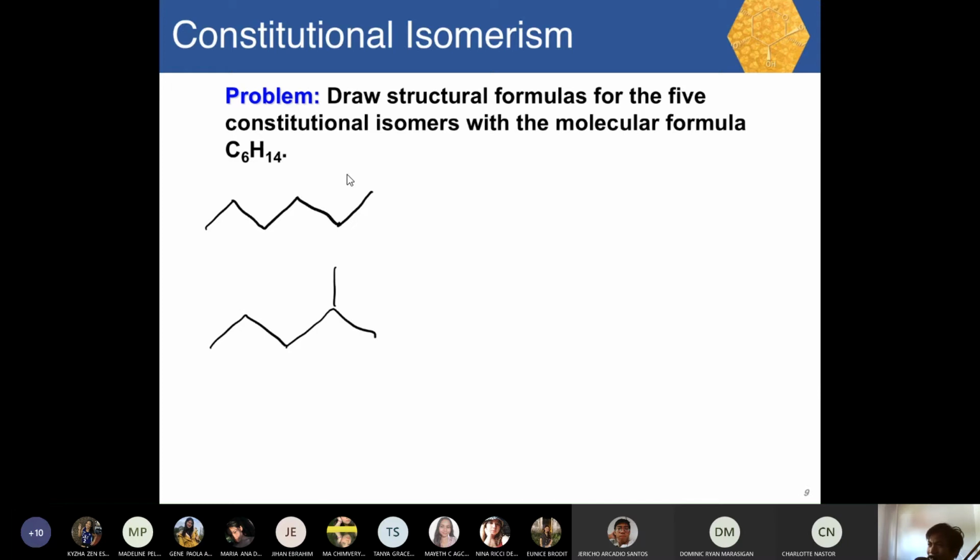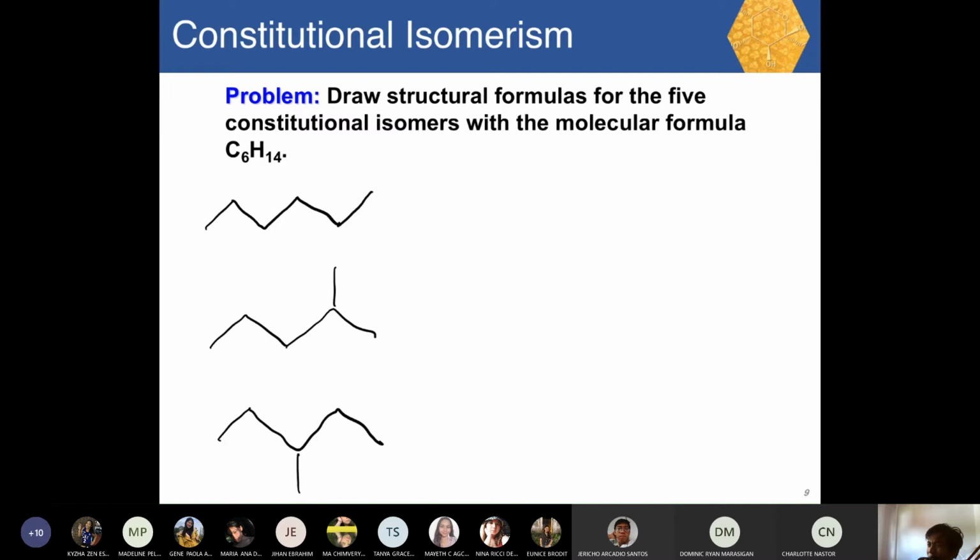Ano ginawa ko? Itong CH3 na to, instead na nakakonect yan dito sa dulo, nilagay ko siya dito sa fourth carbon from the left. 1, 2, 3, 4. So, nilagay ko siya doon. Hindi siya dito, no? Doon ko na nilagay. So, magkaibang compound yan, no? They are isomers. No? Ano pa pwede ko gawin? Ito, pwede ko pa yan ilagay dito sa gitna.